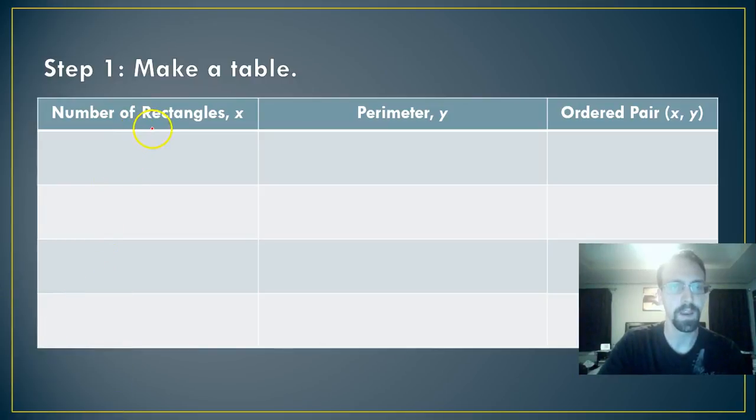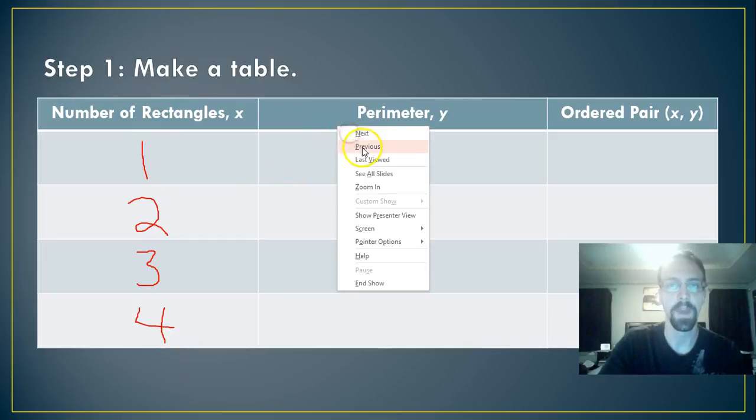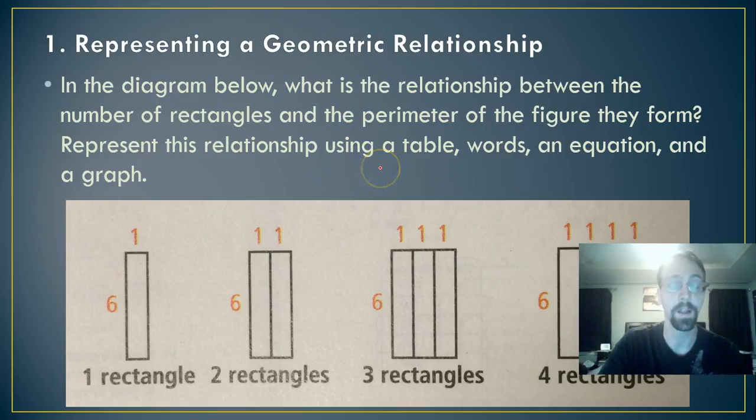So I have my pen. The number of rectangles is X. So we have 1 rectangle, 2 sets of rectangles, 3 sets of rectangles, and 4 sets of rectangles. And so we can go back and look at the perimeter to find it. So in our X column, we have the number of rectangles in the picture, 1, 2, 3, 4. And then in our Y column, we're actually going to do the perimeter. So let's do the perimeter of this first one.